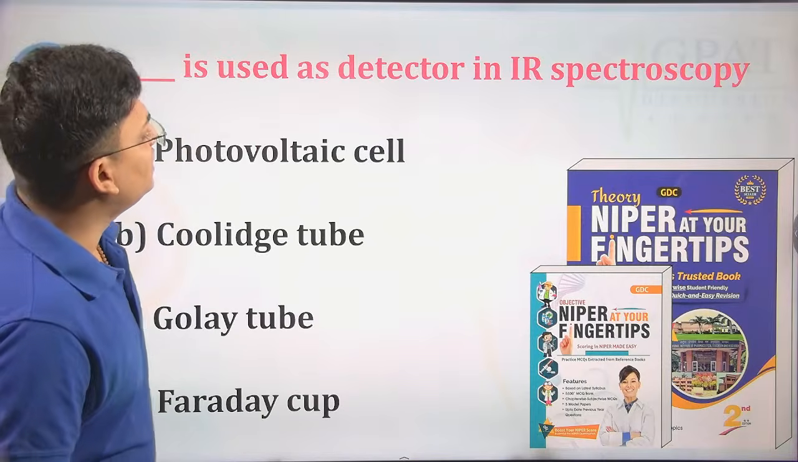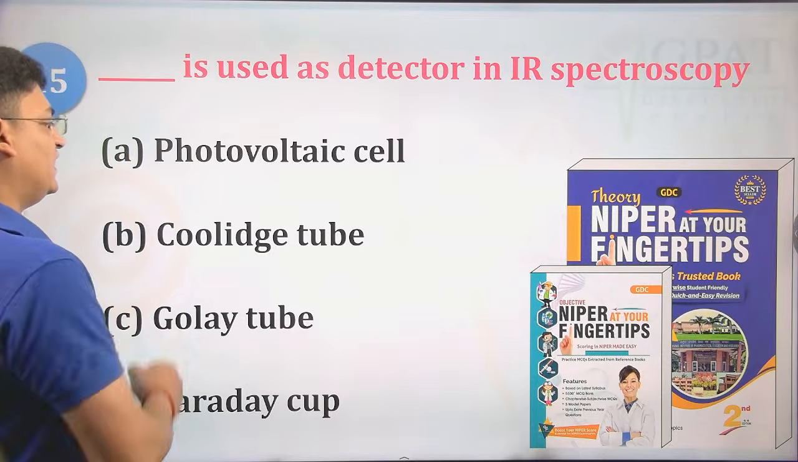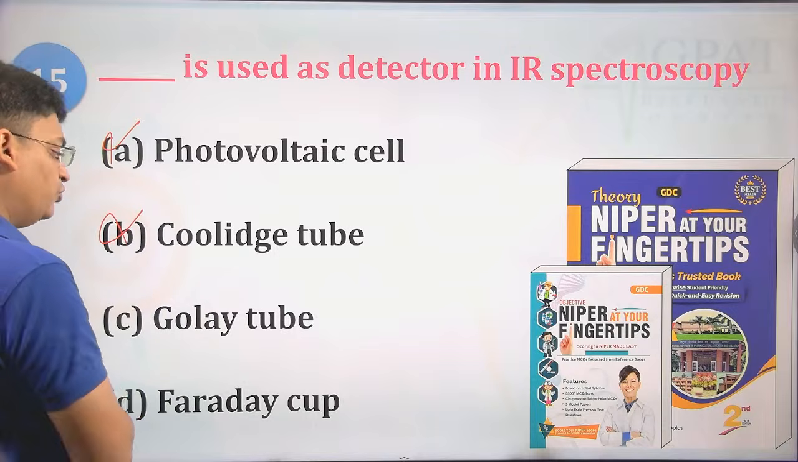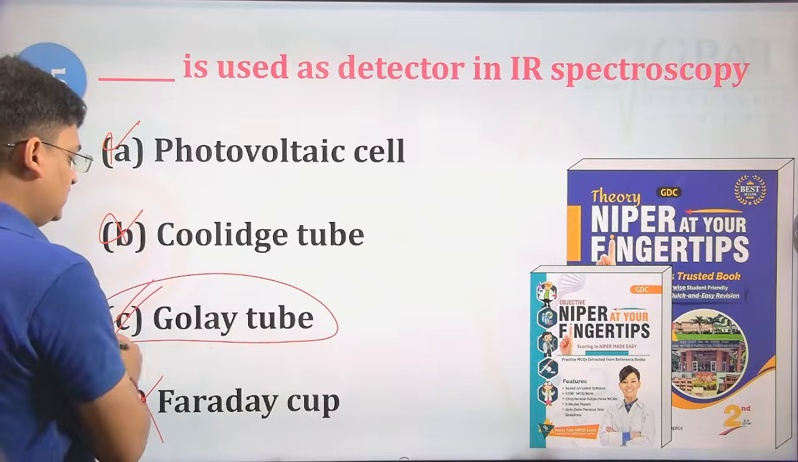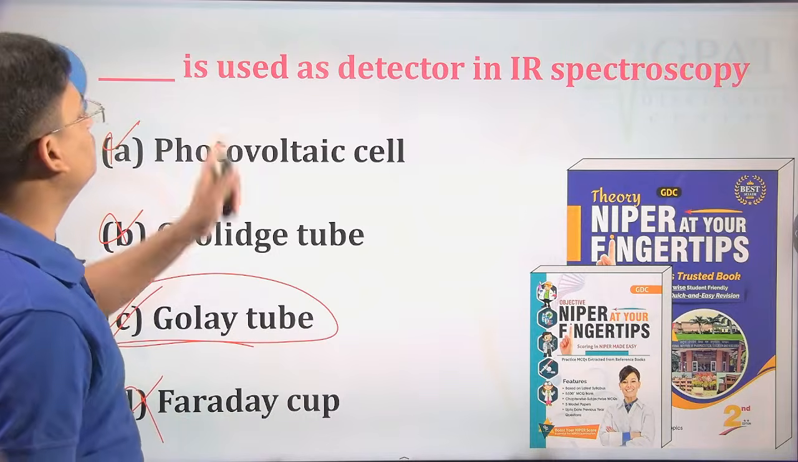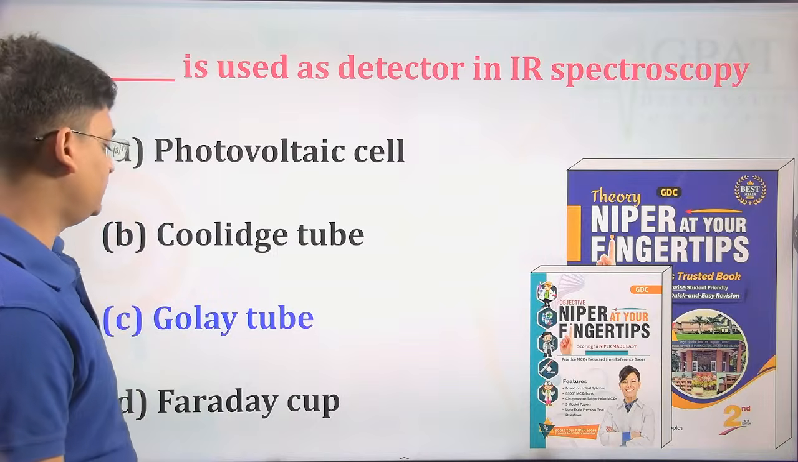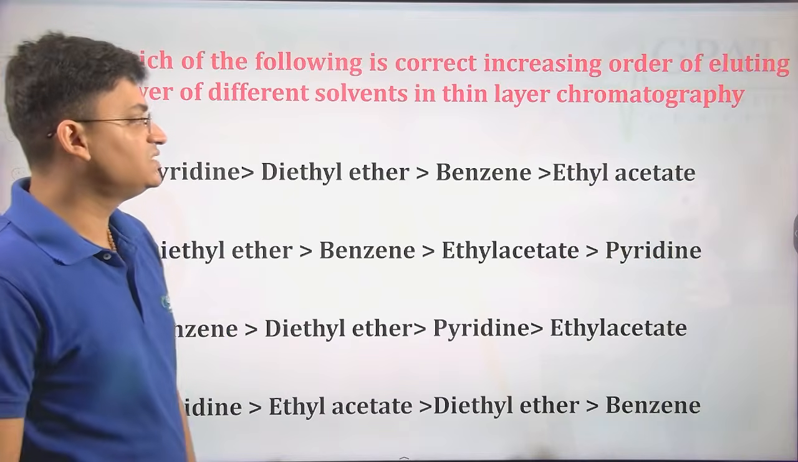Which is used as detector in IR spectroscopy? Photovoltaic cell, no. Cooley's tube, no. Golay tube, Golay cell, yes, that is correct. Faraday cup, no. So yes, the Golay cell is used, or Golay tube you can have, for the detector in the IR spectroscopy. So this will be used as the detector. So C option will be the right answer. C option is the correct answer.